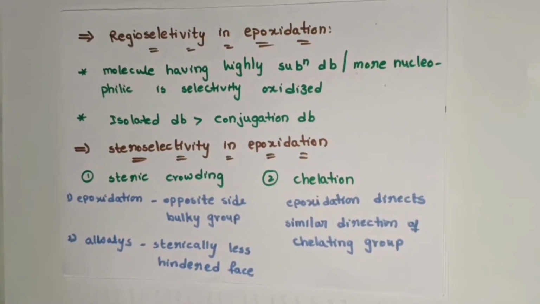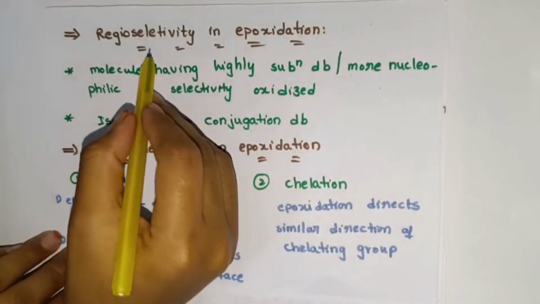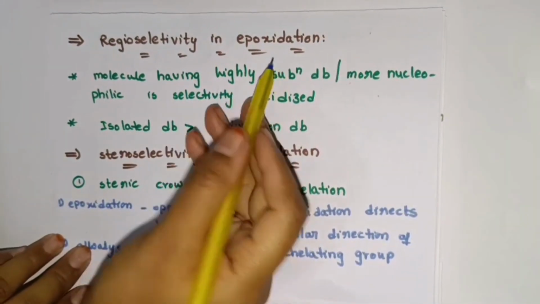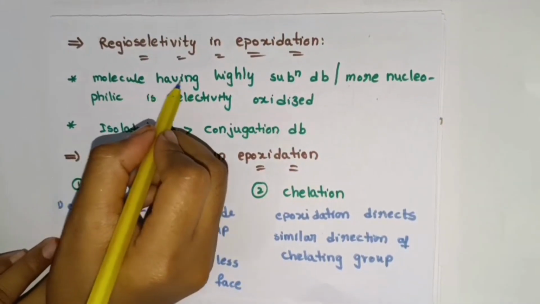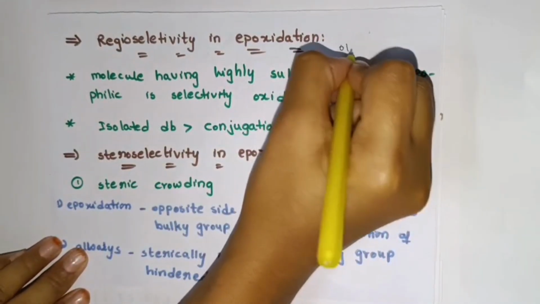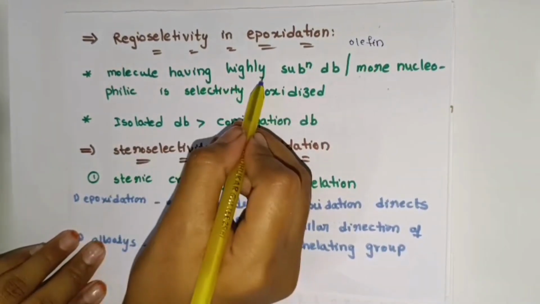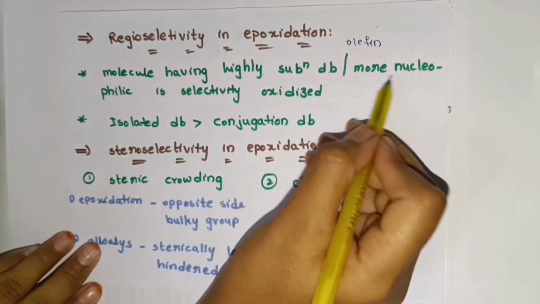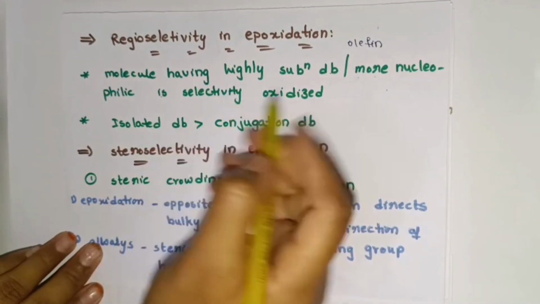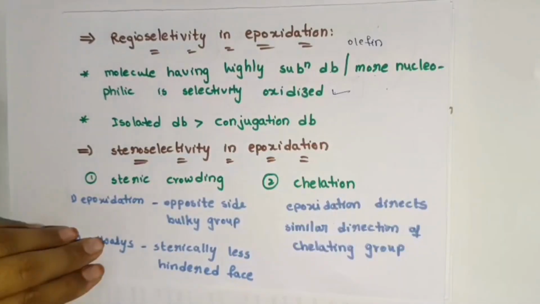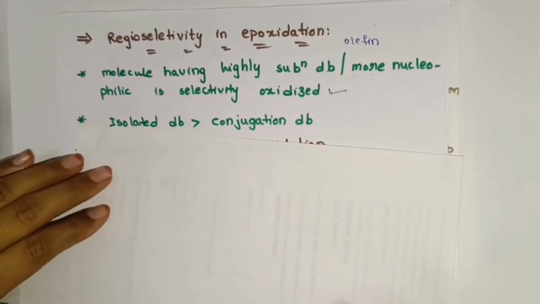This is part 2 of the Peracids. Here, regioselectivity in epoxidation. Regioselectivity in olefin epoxidation: if a molecule has a highly substituted or more nucleophilic double bond, it is selectively oxidized. That means, here is an example.